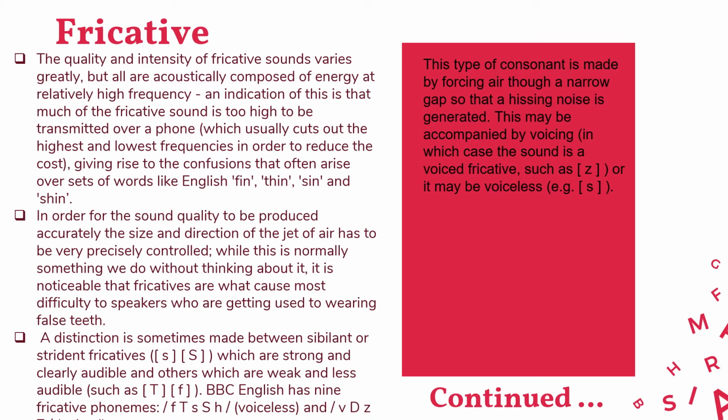A distinction is sometimes made between sibilant or strident fricatives, which are strong and clearly audible, and others which are weak and less audible, such as th, f. BBC English has these fricative phonemes: f, th, s, sh, h, voiceless, and then v, d. This type of consonant is made by forcing air through a narrow gap so that a hissing noise is generated. This may be accompanied by voicing, in which case the sound is a voiced fricative, such as z, or it may be voiceless, s.